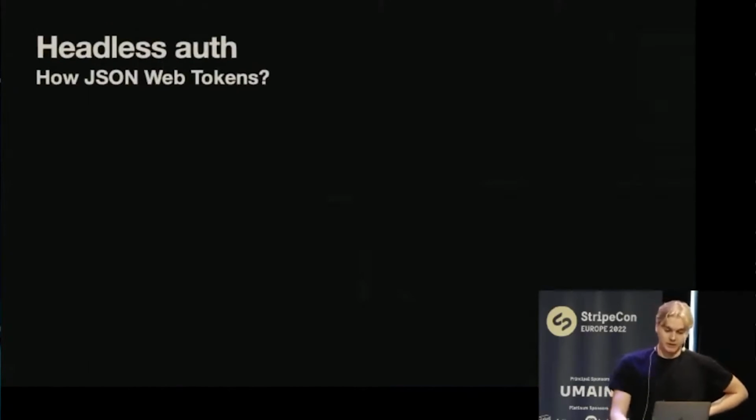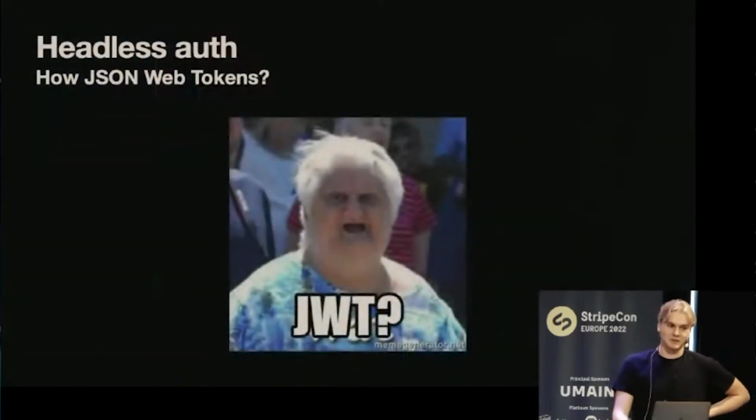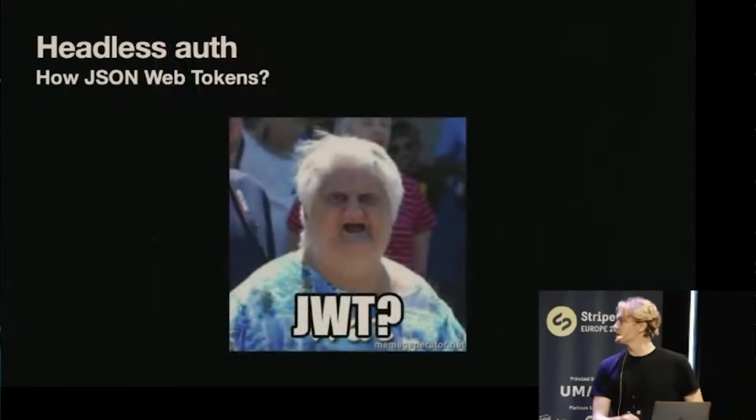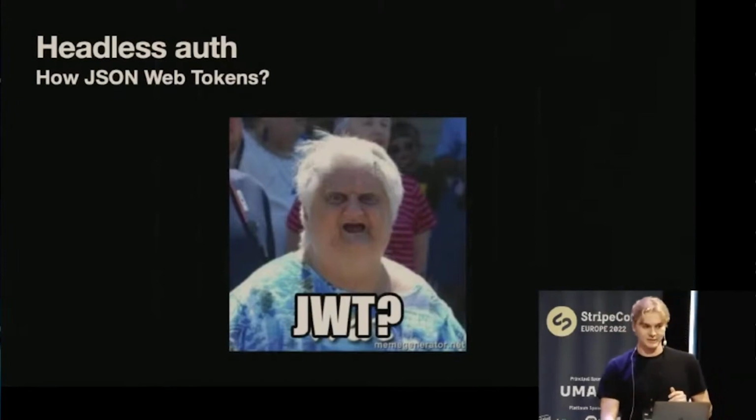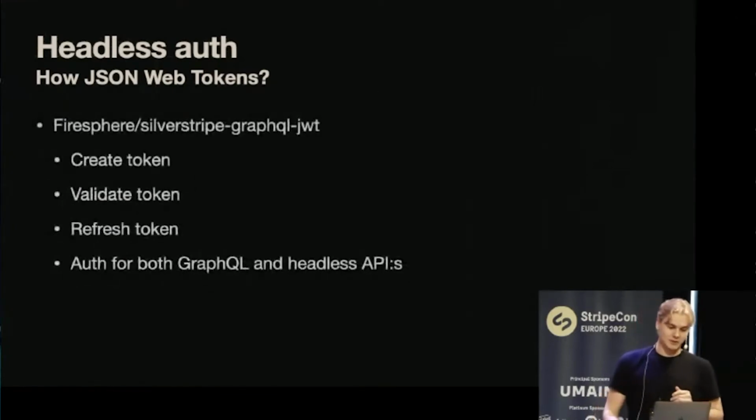And how did we do it? When we first looked into doing JSON Web Tokens, this was my feeling at least: how do I even do this? I have to do encryption and validate stuff and all of that. But as I said, thankfully there's a module for it. So we used the FireSphere Silverstripe GraphQL JSON Web Token library. It has functionality for create token, validate token, even refresh token. And it's implemented with the Silverstripe Authenticator, so we can use this both for the GraphQL API and all our own controllers, basically.